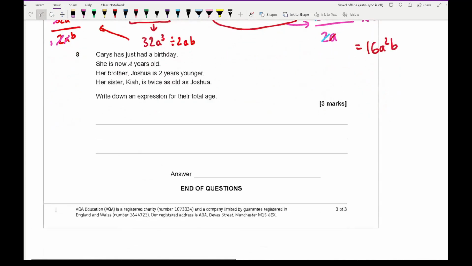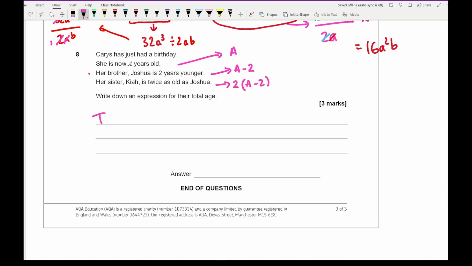Then moving on to our last question, it says that Keris has just had a birthday. She's now 8 years old. Her brother Joshua is 2 years younger. Her sister Kia is twice as old as Joshua. Write down an expression for their total age. So for this, what we need to do is to state each of these people as separate ages. If Keris is A, Joshua is 2 years younger, so that's going to be A minus 2, and Kia is twice the age of Joshua, so that's going to be 2 lots of A minus 2.